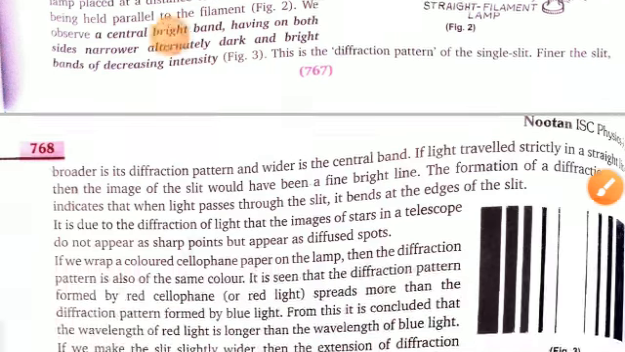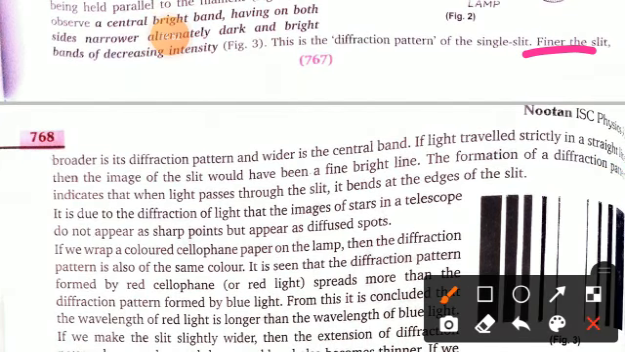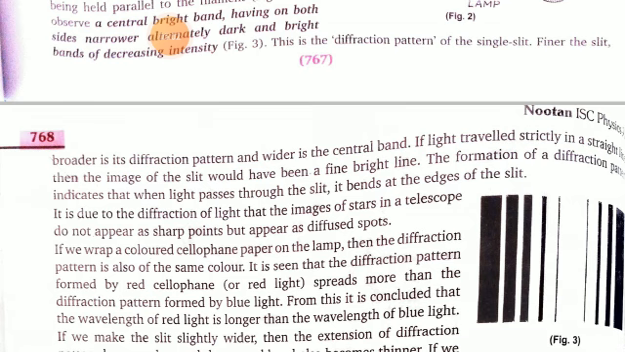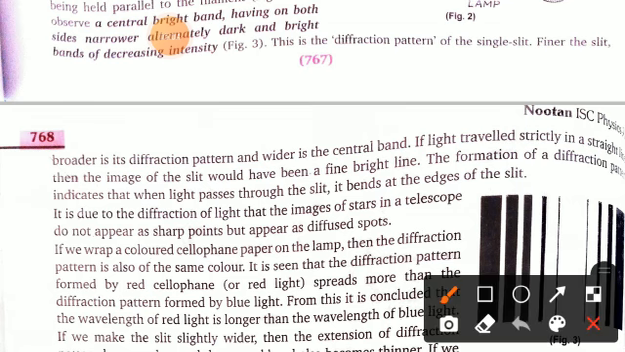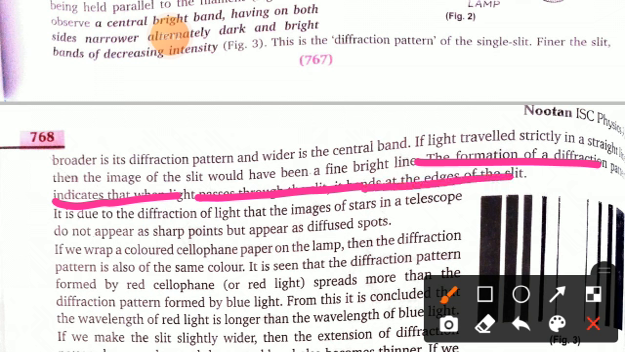Finer the slit, broader is the diffraction. This is the important property. The finer the slit, the broader the diffraction pattern, and wider is the central band. So if light travels strictly in a straight line, then the image of the slit would have been a fine bright line. The formation of the diffraction pattern indicates that when the light passes through the slit, it bends at the edges of the slit.